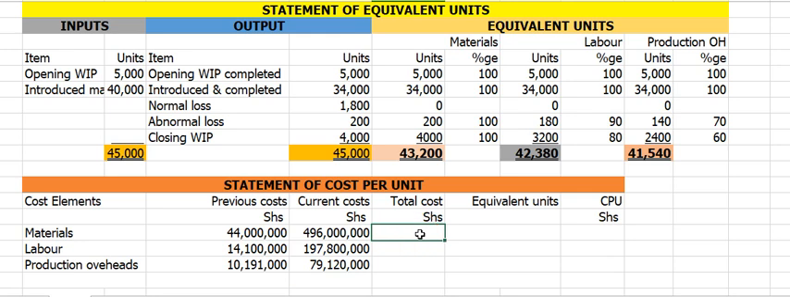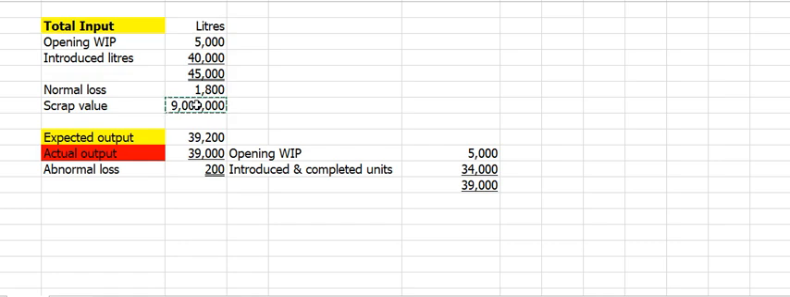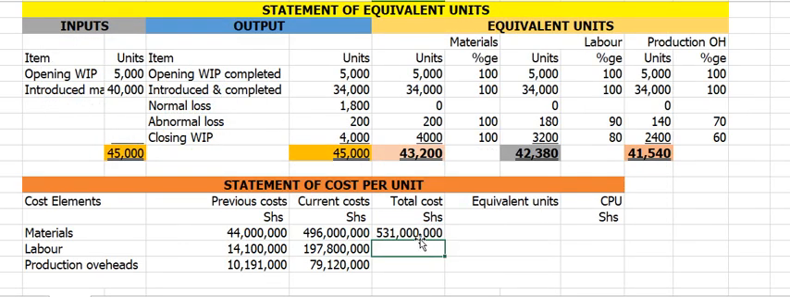Now, when it comes to getting the total cost for materials, we have to exclude the scrap value. Don't forget. We have to exclude the scrap value for the normal loss. So, meaning that I'll get this plus this, then minus. Those material costs should be net of the scrap value. So, we get 531 millions. Labor is this plus this plus this, giving us that.